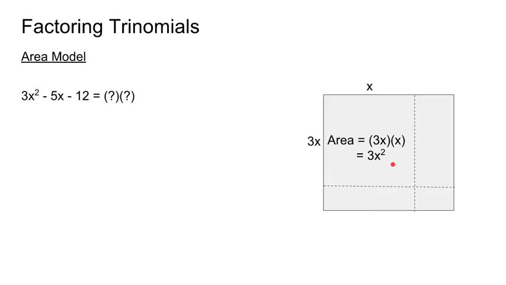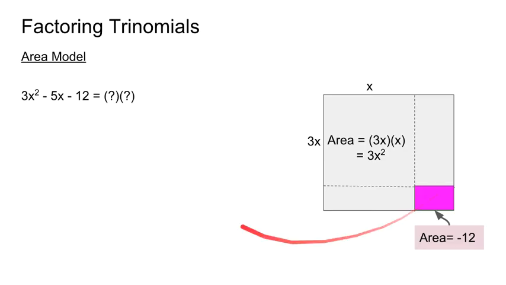So the area there, like I said, is 3x squared. But this time we know something a little bit more about the small rectangle over here. That's going to have to equal negative 12. How do I know that? Well, that's the third term of my trinomial. It's the term that doesn't have an x in it.